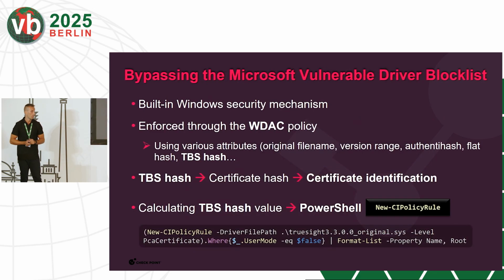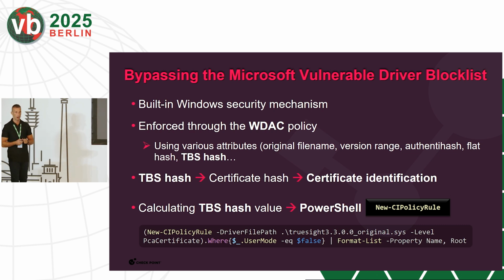Second thing, bypassing the Microsoft vulnerable driver blocklist. First of all, it's a built-in Windows protection mechanism that tries to prevent abuse of already known vulnerable drivers. It's enforced through WDAC policy, and WDAC policy uses various attributes to detect those vulnerable drivers, like original file name, version range, authenticode hash, flat hash, TBS hash. For us, the most interesting is the TBS hash.